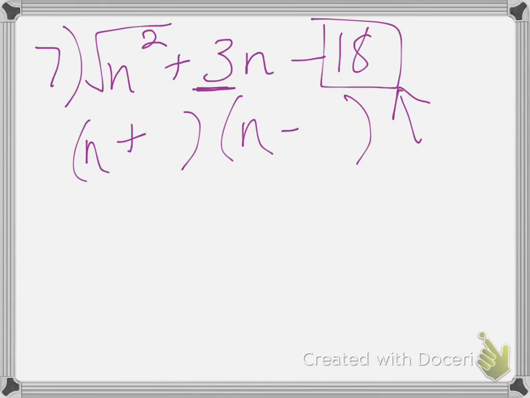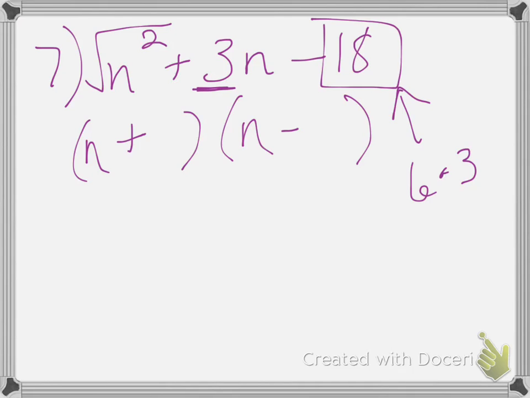I need two numbers, people. 3 and 9? Multiplies to give you 18. 9 and 2. Okay, but 9 and 2 doesn't subtract out to give you 3. Well, what's another factor of 18? 3 and 6. Oh, yeah, I forgot about that. All right, so 6 times 3.